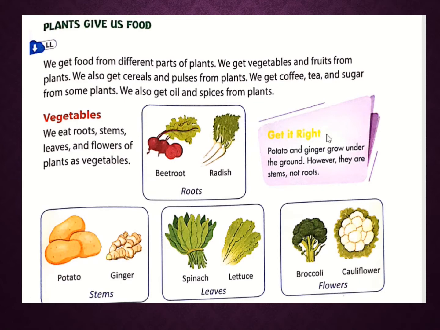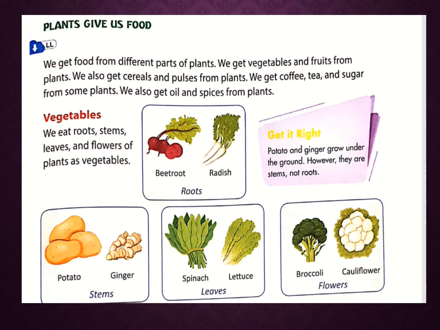So we eat the roots of a plant. We also eat the stems of the plant. We eat the leaves of some plants. And also we eat the flowers of some plants, right? So here you have beetroot, radish, and also stems, you have potato and you have ginger. Leaves, spinach and lettuce. Flower, broccoli and cauliflower. So these are some of the parts of plants and their examples that we use in our daily life, right?